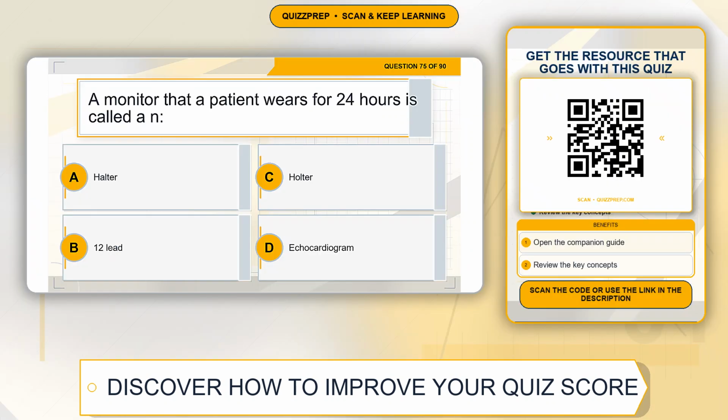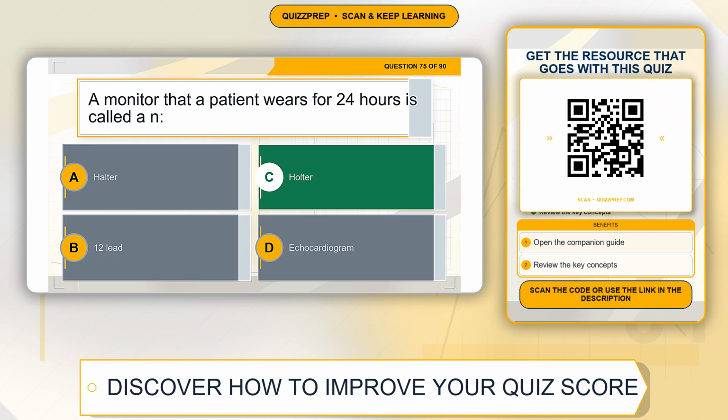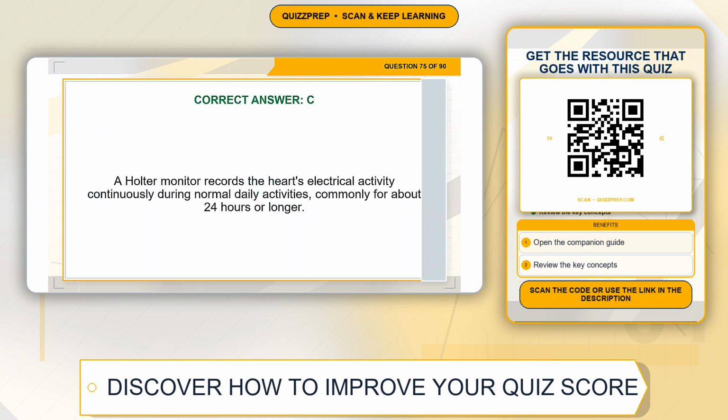Question 75. A monitor that a patient wears for 24 hours is called an: Option A, Holter. Option B, 12-lead. Option C, Holter. Option D, echocardiogram. The correct answer is option C, Holter. Explanation. A Holter monitor records the heart's electrical activity continuously during normal daily activities, commonly for about 24 hours or longer.